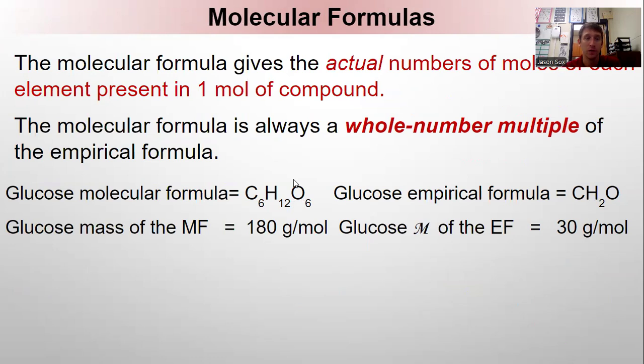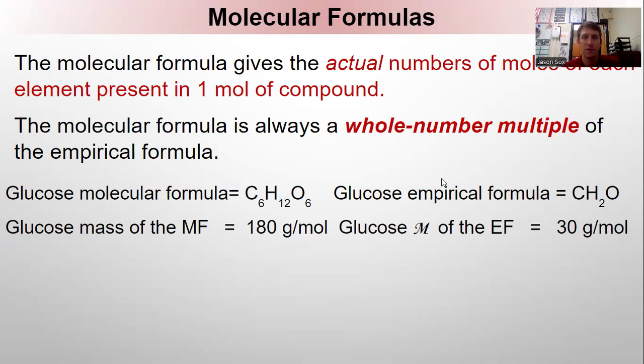So consider glucose, C6H12O6. If I divide all the subscripts by 6, we get the empirical formula, right? 1 to 2 to 1 cannot be reduced any further, and that's the empirical formula. This is the actual formula.